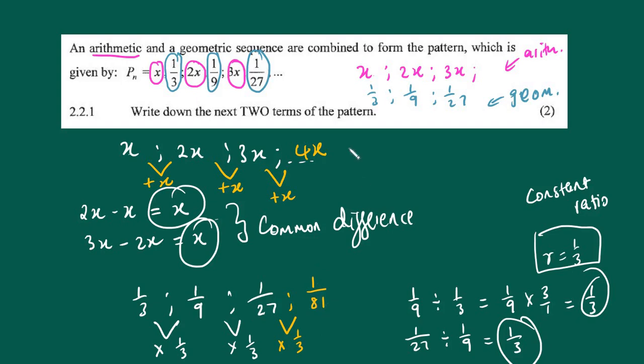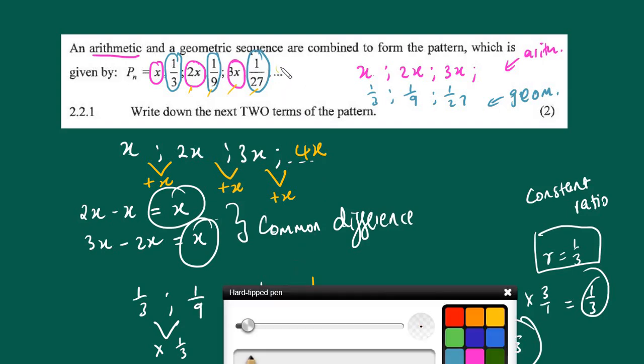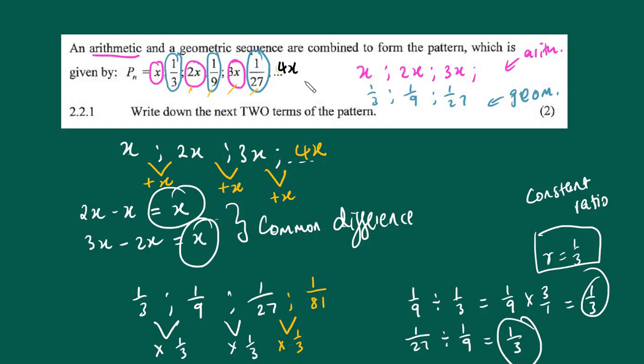Since it's 81, that means the next two terms of the pattern go arithmetic, geometric, arithmetic, geometric, arithmetic, geometric. So the next one is going to be arithmetic, which is going to be the 4x. Let me write it there. And then after that it comes back to be geometric. We know that the next geometric is 1 over 81. So that is how we get the next two terms.